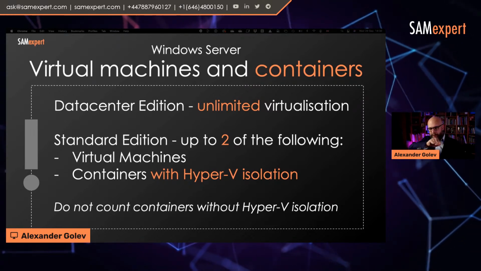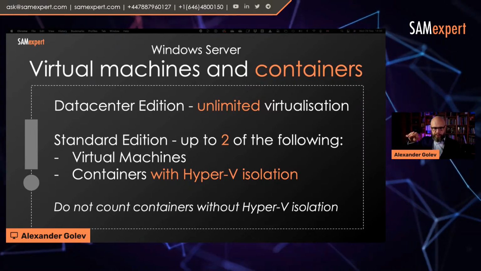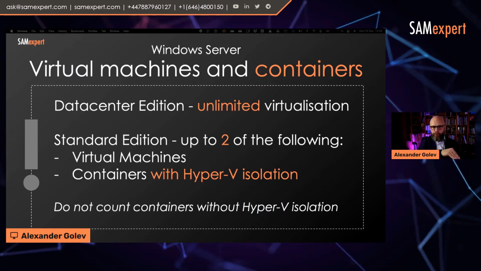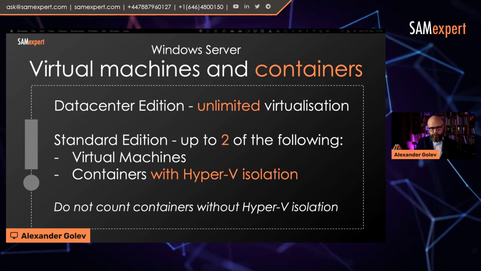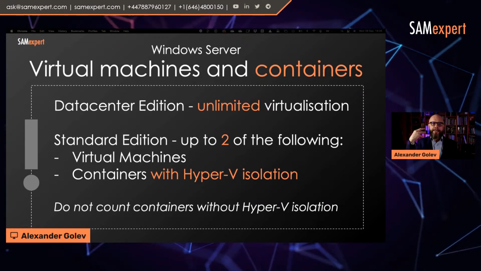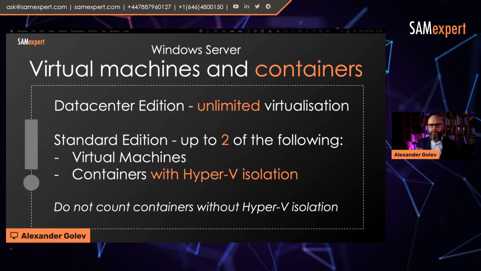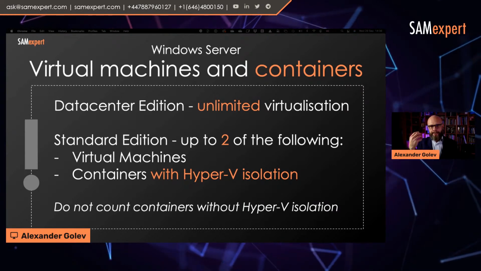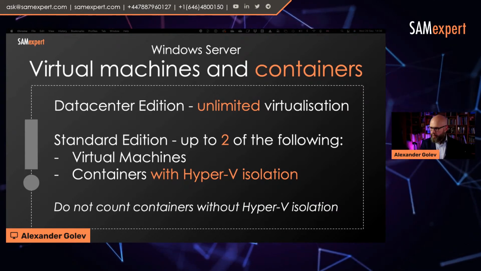You license the entire processors and cores following all the rules, and you can run up to 2 virtual machines if the licenses that you assigned are Standard edition licenses. To reiterate: Datacenter unlimited, Standard 2 VMs. Moving on.